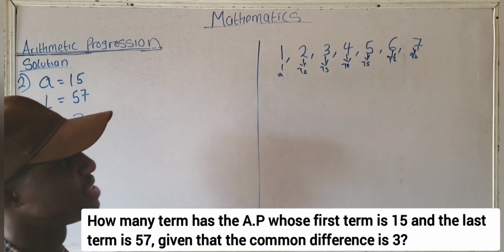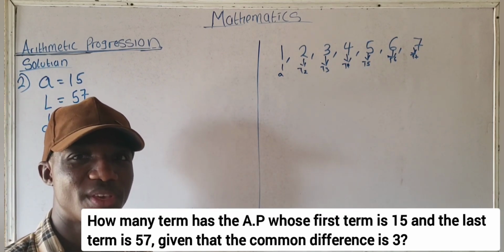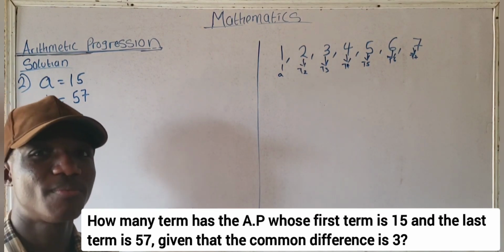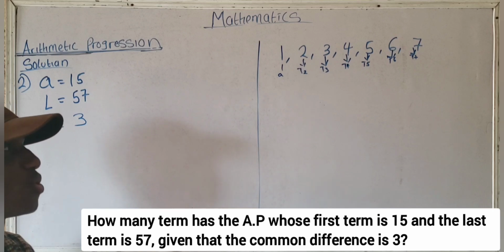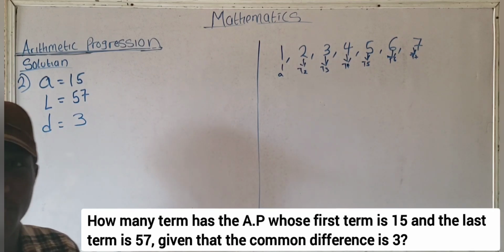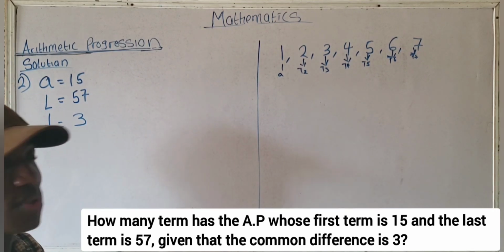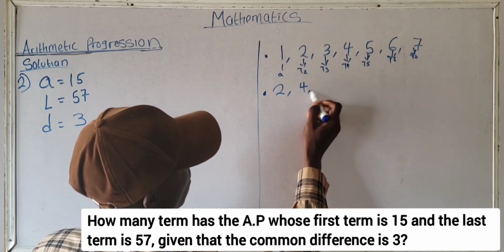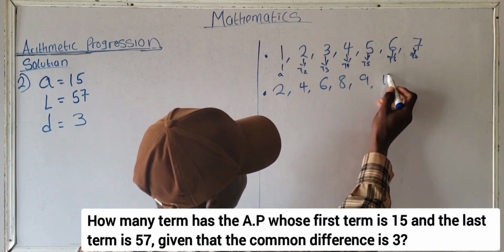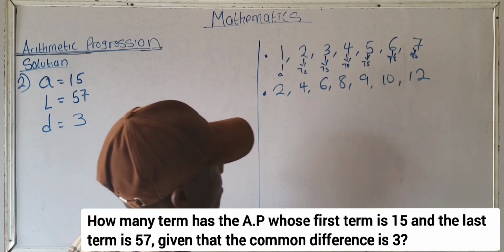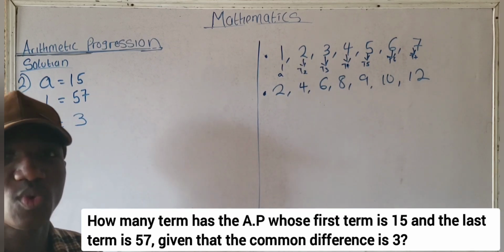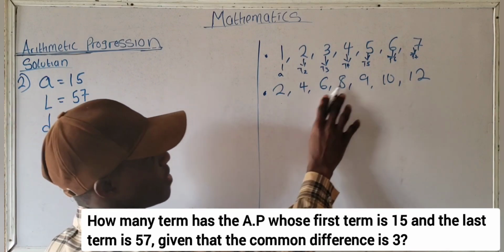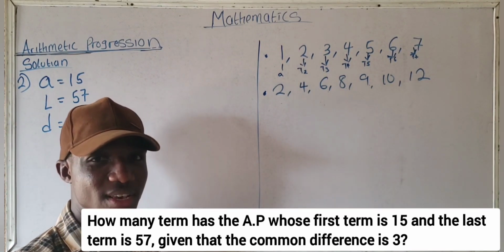Now, in this sequence, the last term is the seventh term. Now, what is the number of terms contained in this sequence? The number of terms is 7. Are you paying attention? I'm going to give you another example. Let's say we have the following sequence: 2, 4, 6, 8, 9, 10, and 12. How many terms does this sequence have? This sequence has 1, 2, 3, 4, 5, 6, 7. 7 terms.